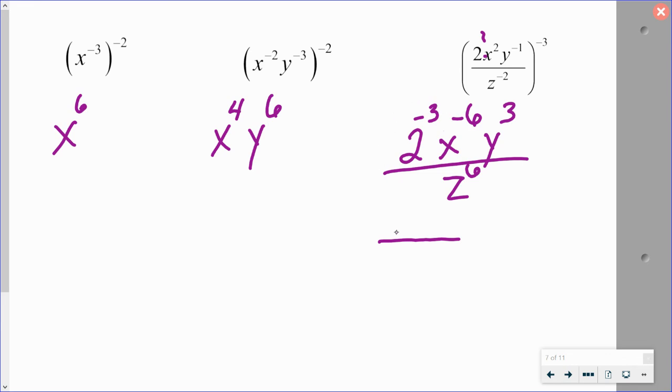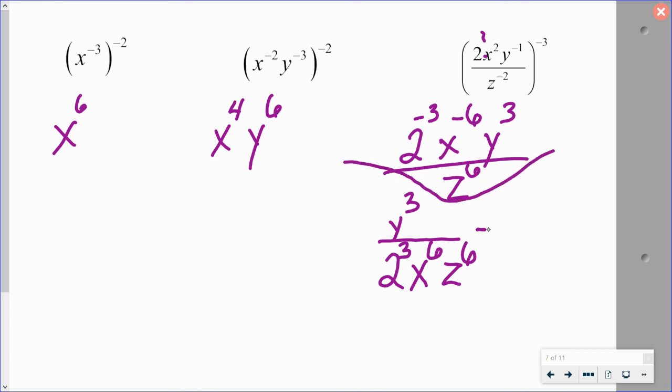This 2 has a negative exponent, so I bring the 2 and the exponent becomes positive. That 2 is not a negative number. Be careful. The x also gets changed to the denominator. The y stays, and this z gets moved. Whoop, I'm kind of going in here.